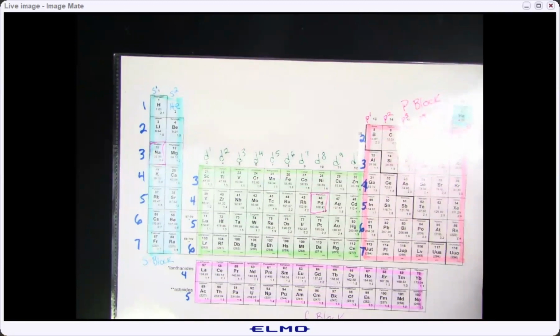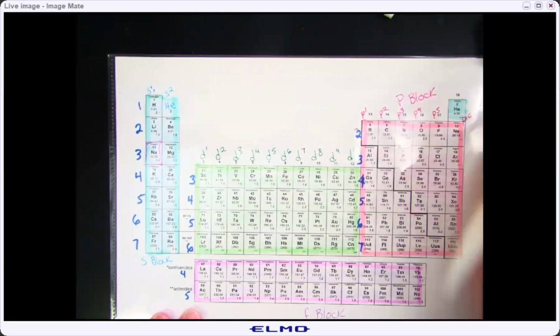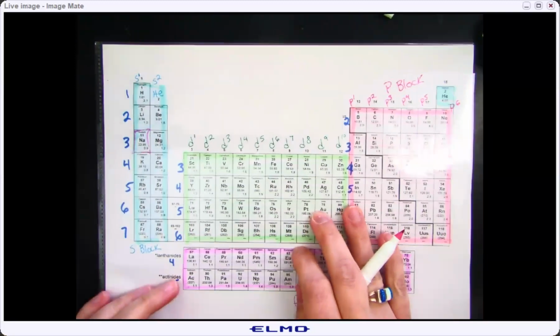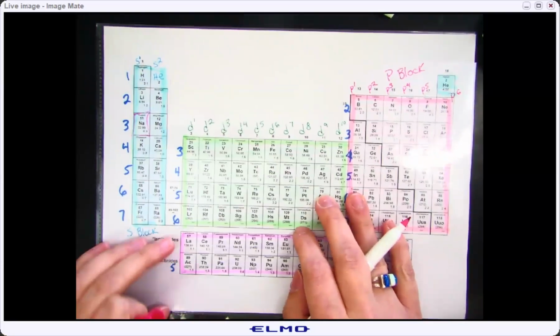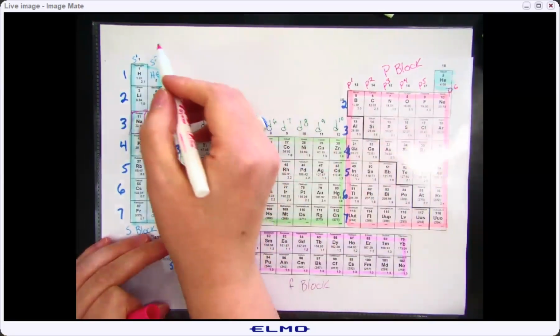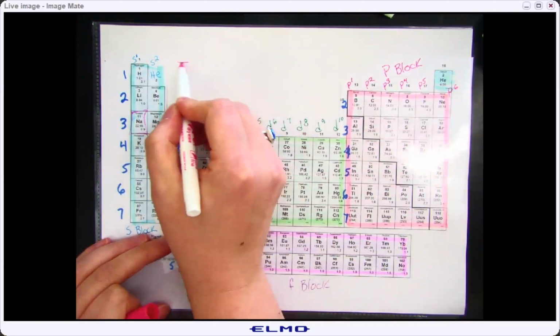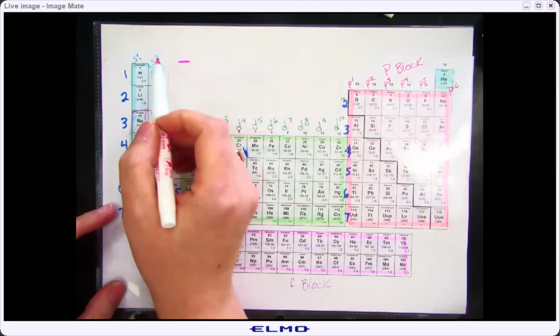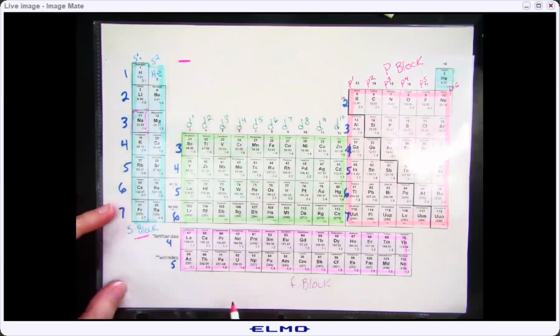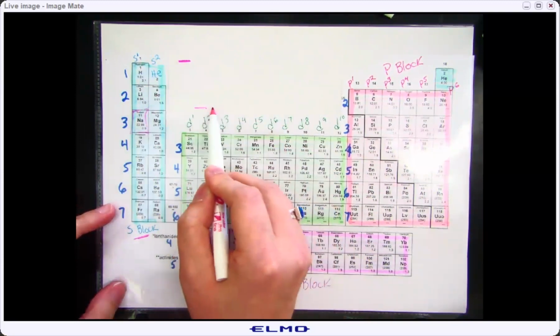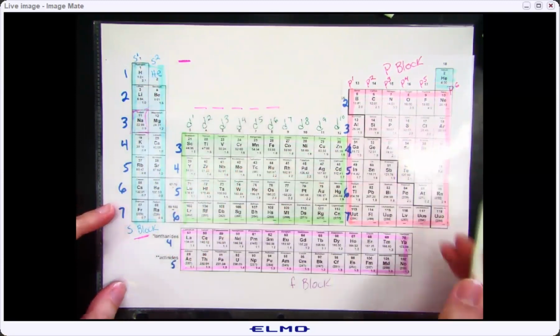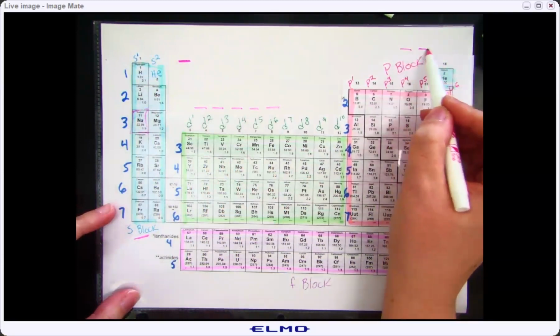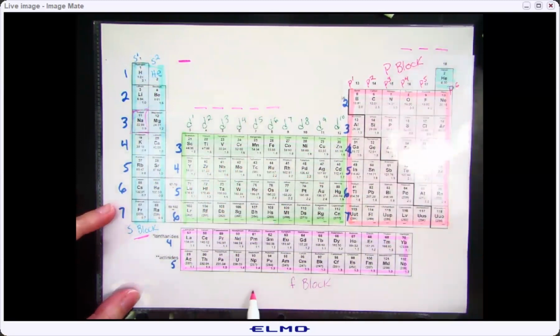Going through again, we'll start with sodium. Every time we write these configurations for the orbital diagram, S is only ever going to be one line. D will have 5 lines. P will have 3 lines, and an F orbital would have 7.